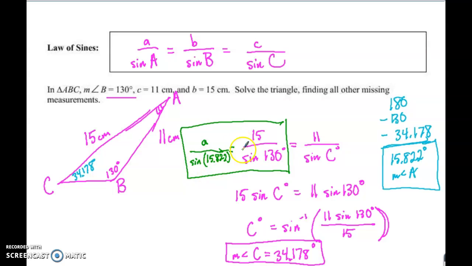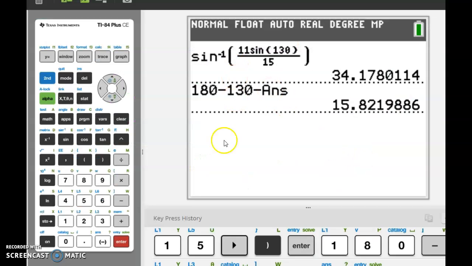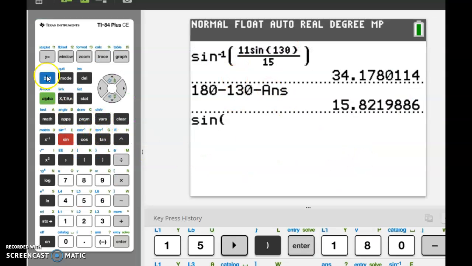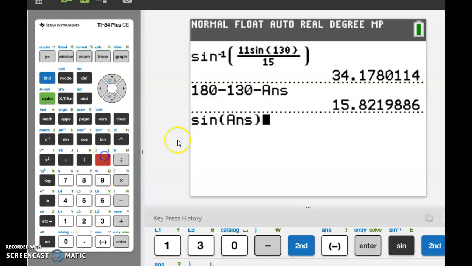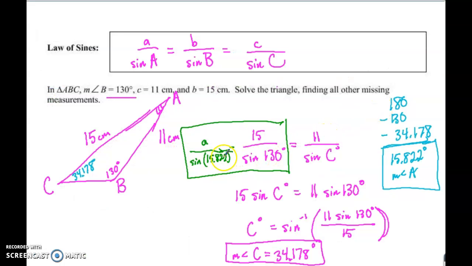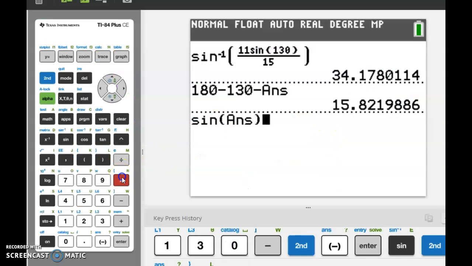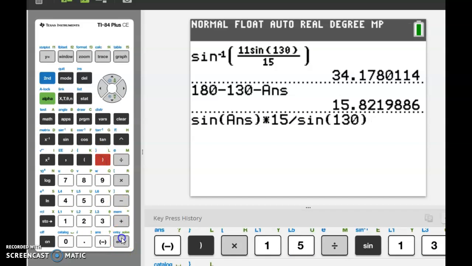Okay, I wish we had in-person classes so I could really hammer this home. So hit sine of the answer. And all I'm going to do is cross multiply and divide. So times 15 and divide by sine of 130. And you get about 5.339.